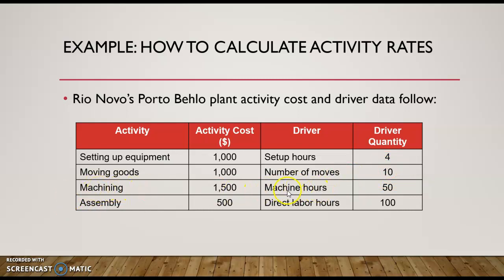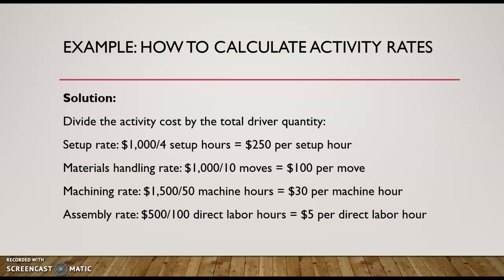Machining, we think the driver is going to be machine hours. How many hours is the machine running? Okay, and we think that's going to be 50 machine hours for the period. And assembly, and that is usually human labor, assembling the different pieces that have come from various places in the factory. And so we're going to use direct labor hours, and we think there's going to be 100 of those during the period. So now we have everything we need to calculate the activity-based overhead rate.